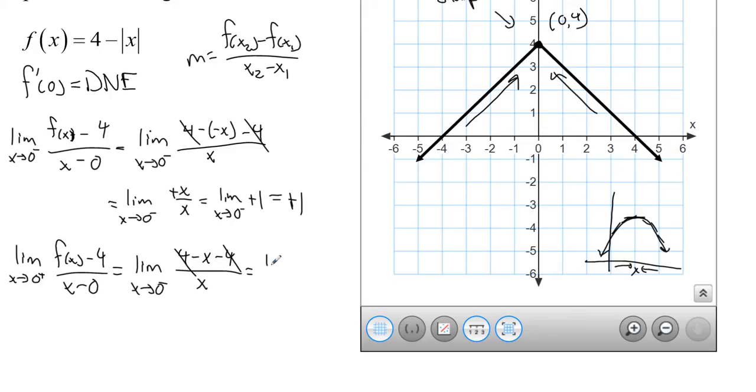So this one is just going to be the limit, and this comes from the positive side. The limit as x goes to 0 from the positive side, this will be negative x over x, which again we know to be just negative 1, and that makes sense because this line has a slope of negative 1. All right, now since these two limits don't match, this derivative does not exist.